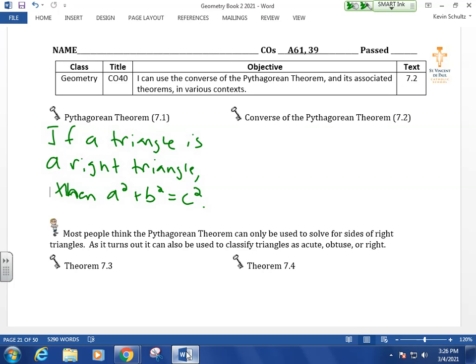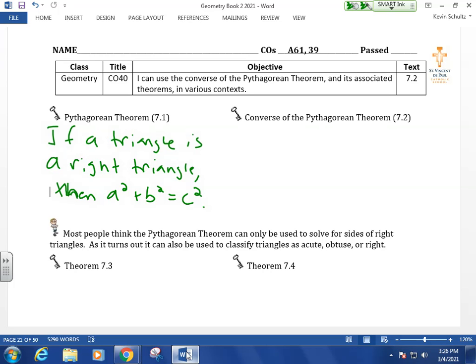And so we were given a whole bunch of right triangles. We knew they were right triangles going in, and we plugged in values for A, B, and C and solved for missing sides. Okay? Well, the converse of the Pythagorean theorem, which if you think back to CO12, converse just means that the if and the then statement are switched.